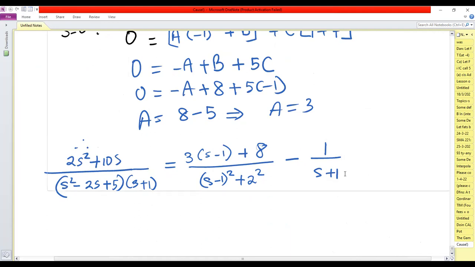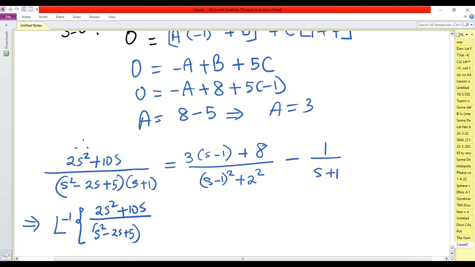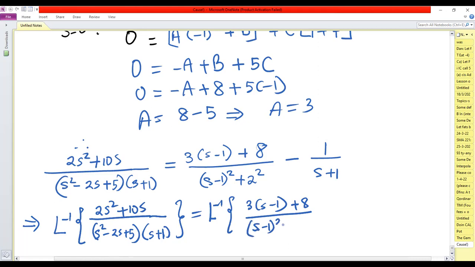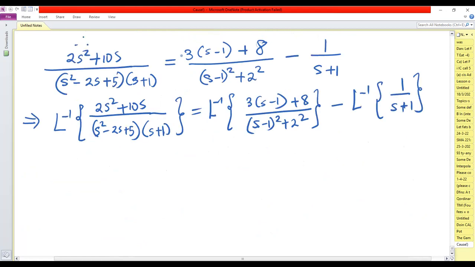Now, this means that the inverse Laplace transform of 2S squared plus 10S over S squared minus 2s plus 5 multiplied by s plus 1 is the same as the inverse Laplace transform of 3 into s minus 1 plus 8 divided by s minus 1 squared plus 2 squared, and then minus inverse Laplace transform of 1 over s plus 1. We are doing this because the inverse Laplace operator is a linear operator, so we distribute the inverse operator to this term and this other term.